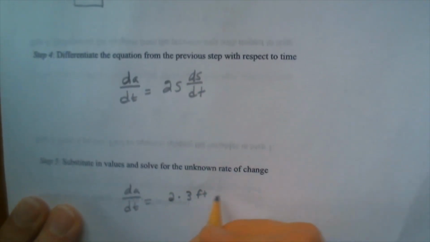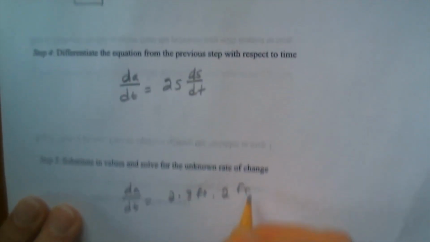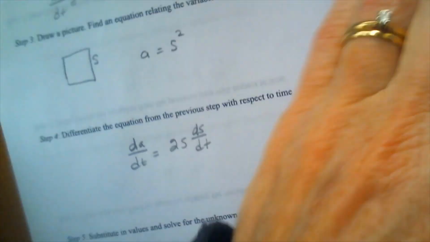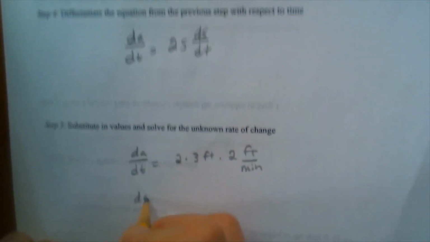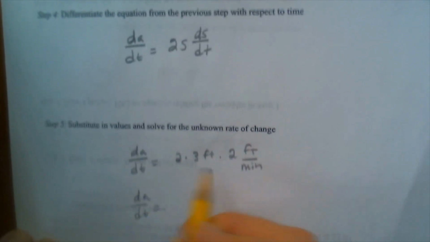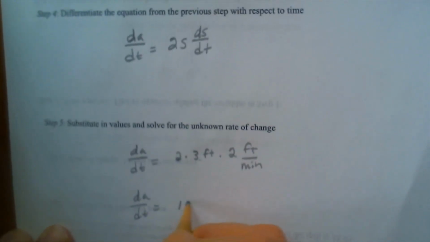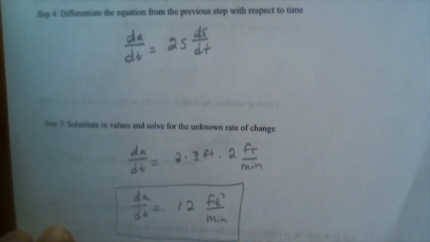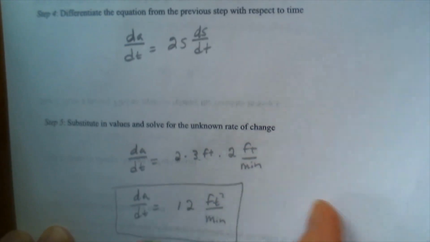And ds dt is 2 feet per minute. So dA dt, oops, sorry about that. So dA dt is equal to 2 times 3 is 6 times 2 is 12. Feet times feet is square feet per minute. That's the rate of change of area with respect to time.